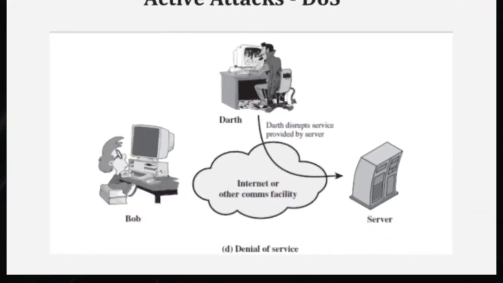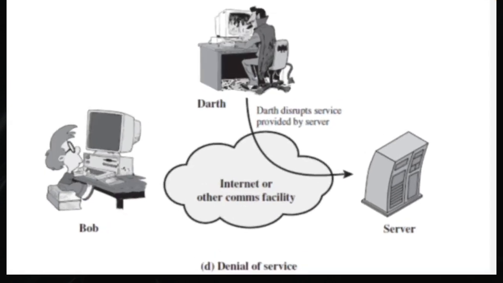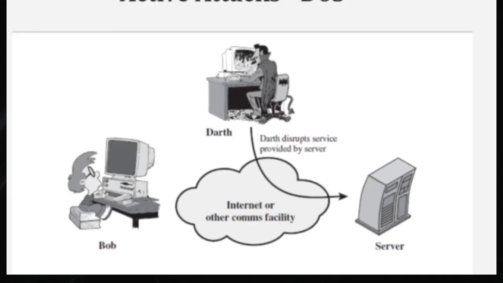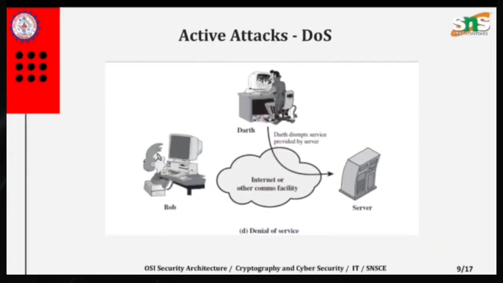The next attack is denial of service. Denial of service means a third person will access the server by providing continuous messages to the server. So the server will not be available to any user. This kind of attack is called denial of service.